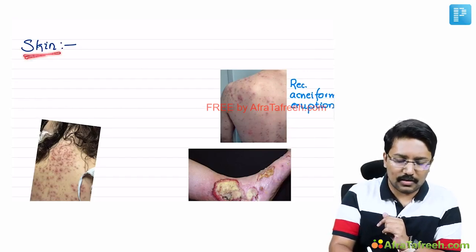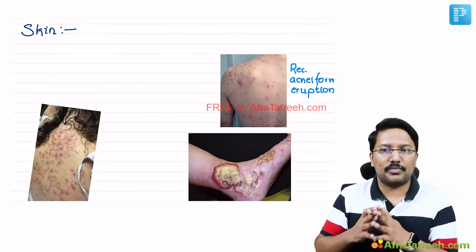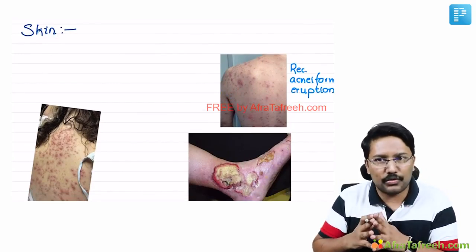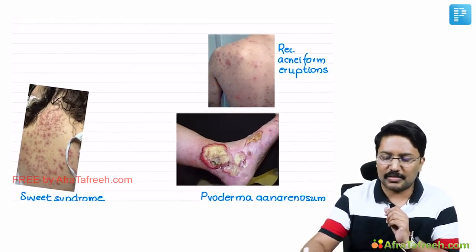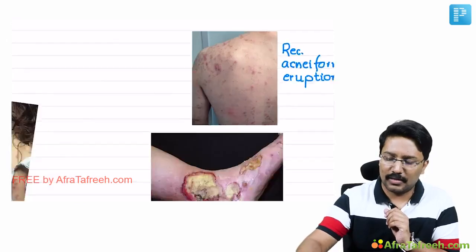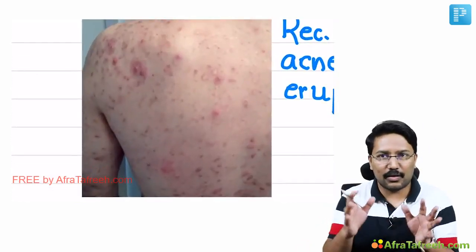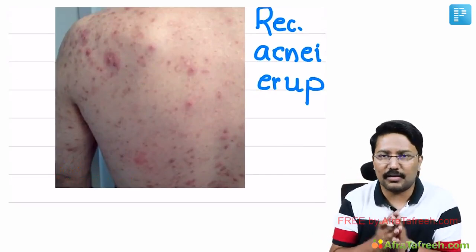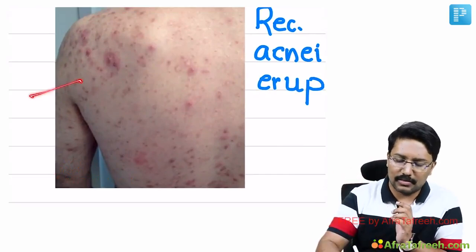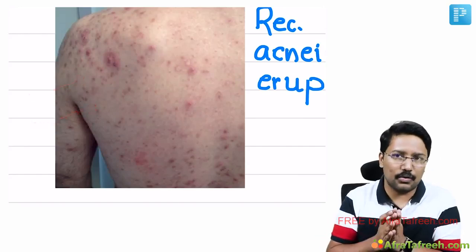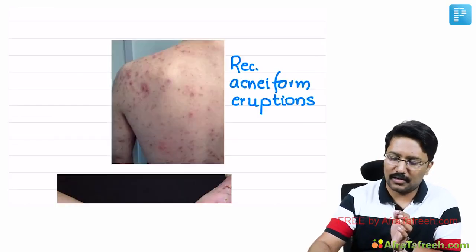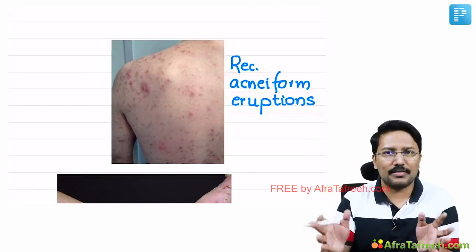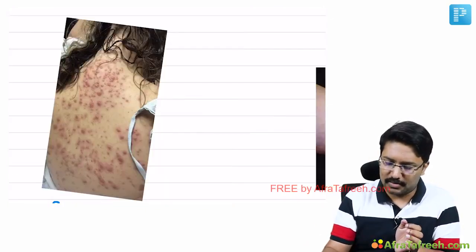Now coming to the other skin manifestation, the dermatological manifestation, there are 2 or 3 important points to note. Very often patients present with recurrent acneiform eruptions, right? Like pimple-like or acne-like eruptions, which can be more on the face as well as the back and the other parts of the trunk. The lesions typically resemble what acne would look like, right? So that is why we call them recurrent acneiform eruptions. And this is one of the very common findings, in fact, in these patients.